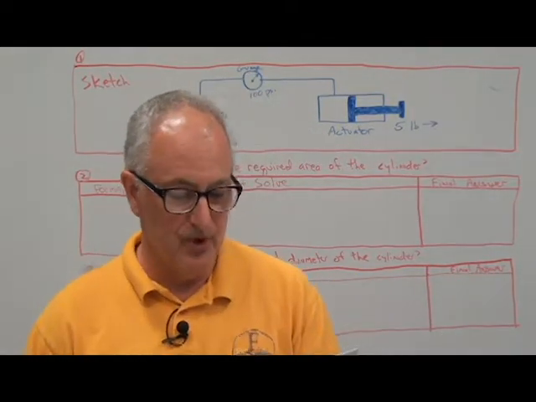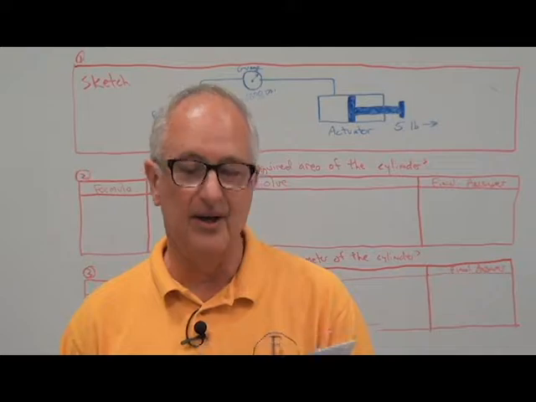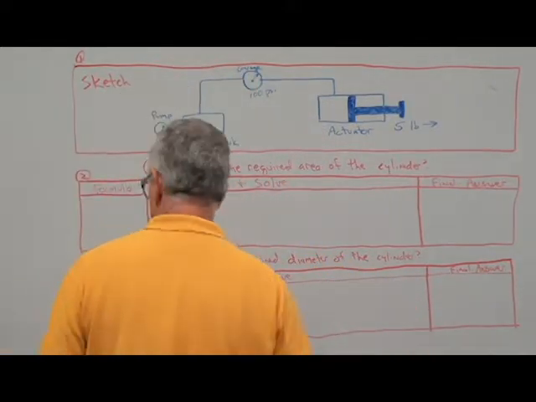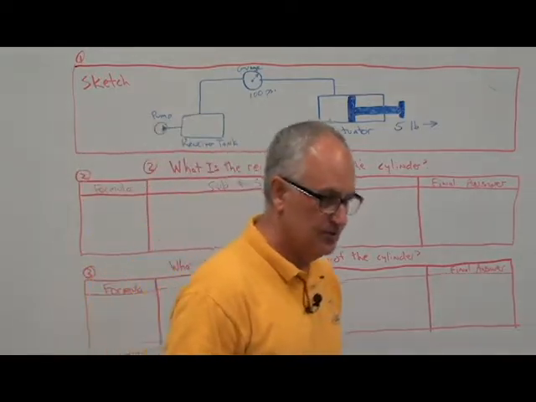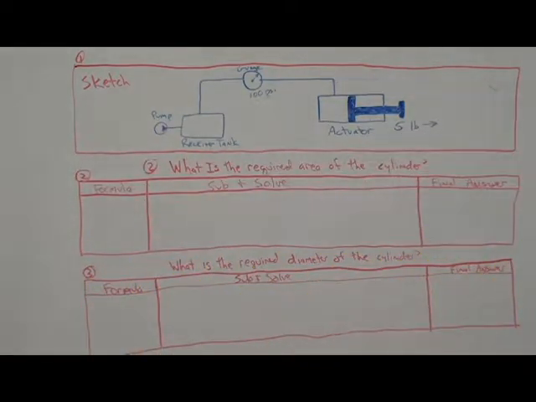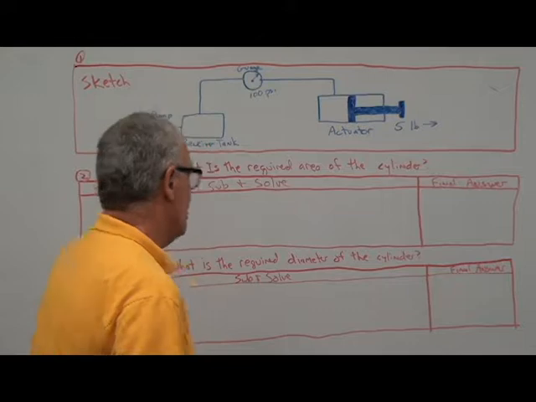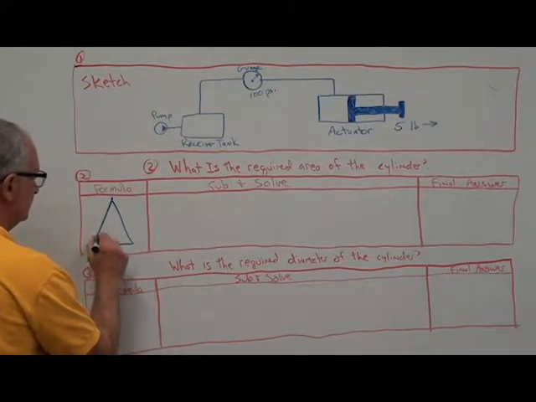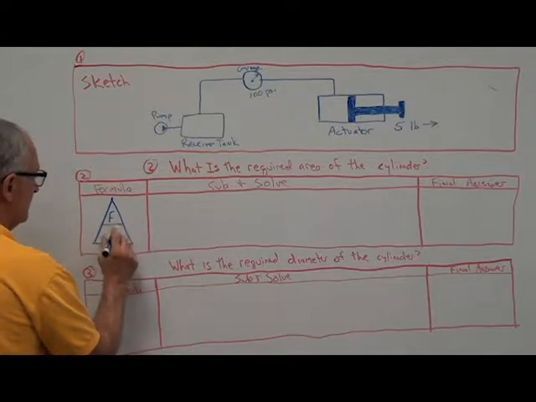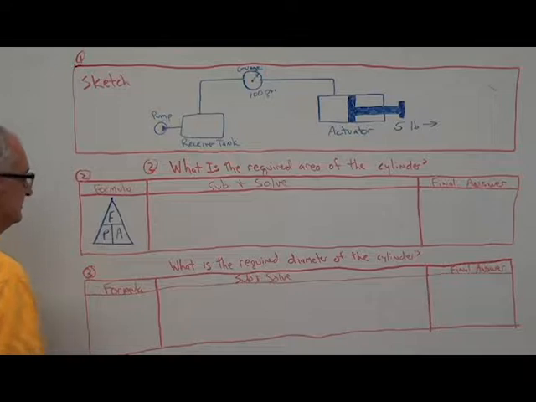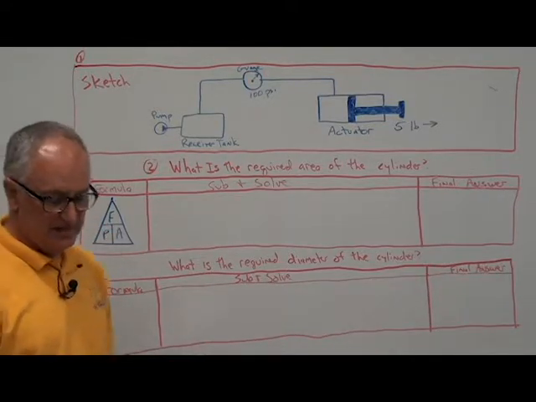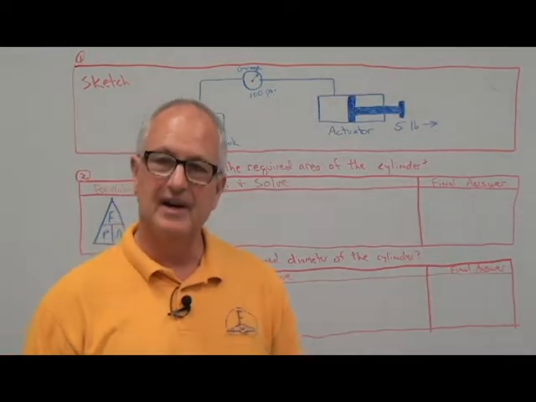Step number 2, what is the required area of the pneumatic cylinder? Area. Well, if we think back to our good friend Pascal, who took my marker, Pascal's law, we draw it up like we did Ohm's law, force over P and A. We're going to solve, which is force over pressure times area. And so what we want to find out is area.